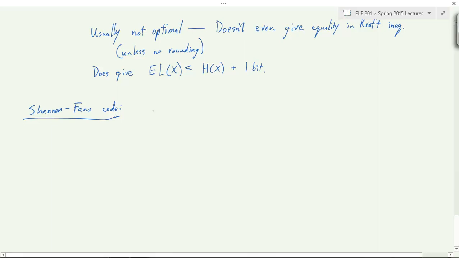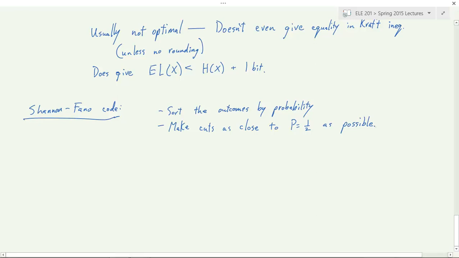It says sort the outcomes by probability, and then make cuts that get you as close to 50% probability as possible. You remember we kind of said things along these lines when we were talking about how to address the 20 questions game. Somehow we want every cut to be as close to equally likely. So they said, all right, let's sort it and make such cuts.